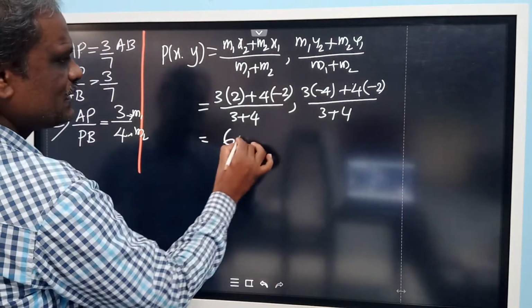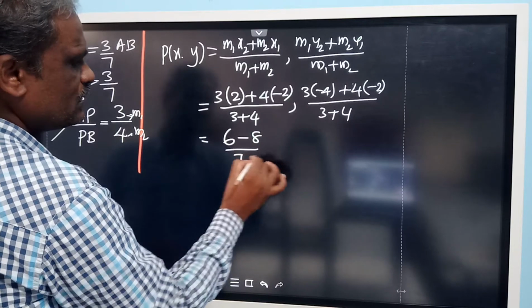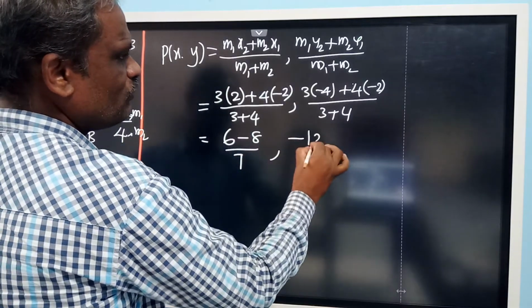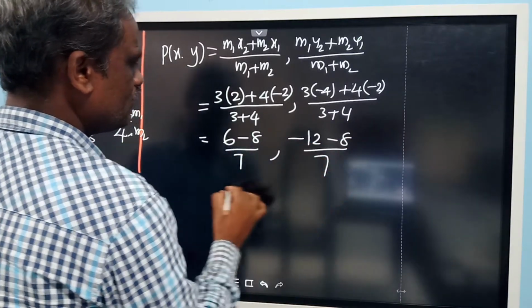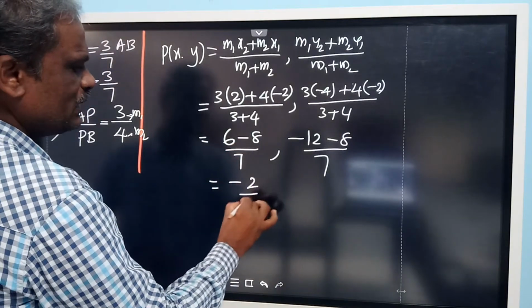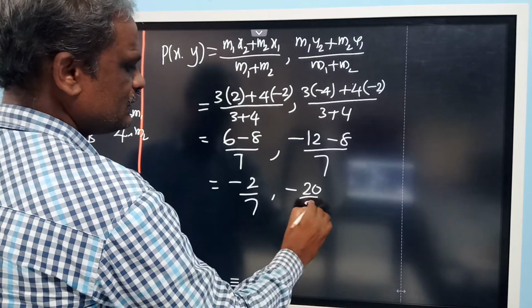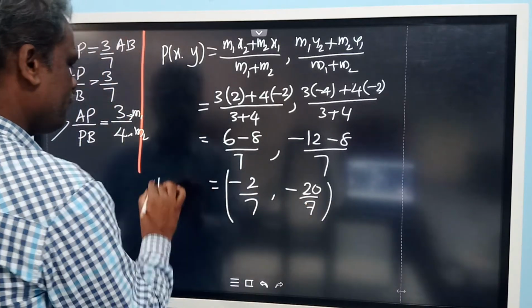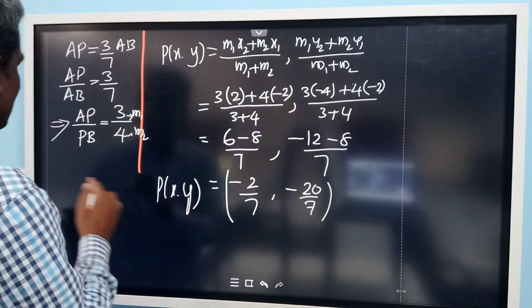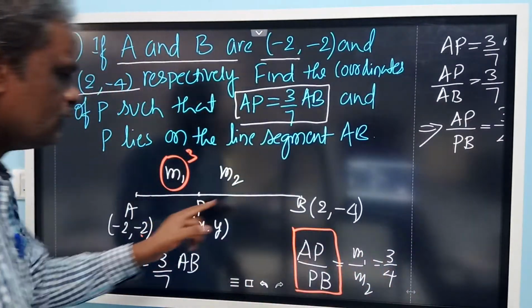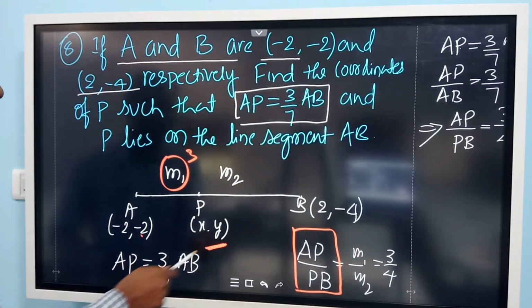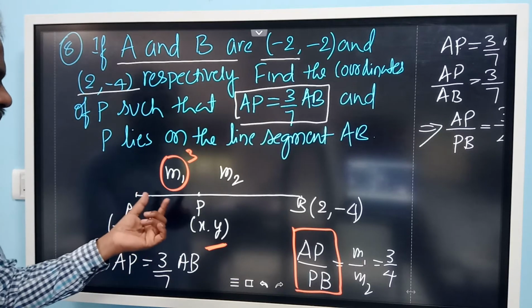Now this will be 6 minus 8 by 7. This is minus 12 minus 8 by 7. 6 minus 8 means minus 2 by 7. This is minus 20 by 7. So this is the coordinates of the point P of x comma y, which divides the line segment in the ratio of 3 is to 4. We got the coordinates of this point P using section formula.